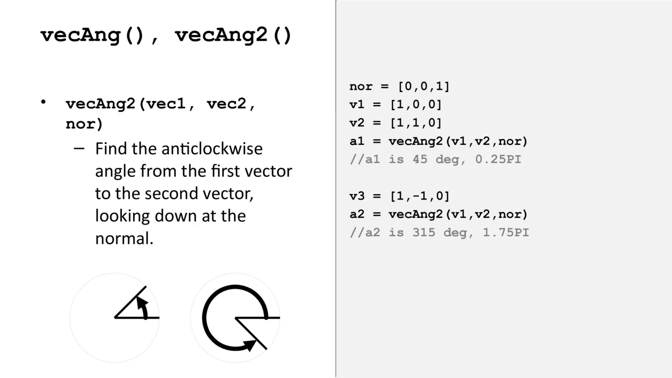In the example, we have two vectors in the xy plane. And the third vector, the normal, is pointing straight up in the global z direction. To figure out the anti-clockwise direction, the function will assume we are looking down at this normal. In this case, the angle that is returned can be larger than 180 degrees.